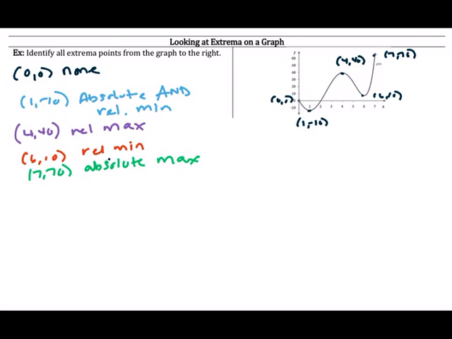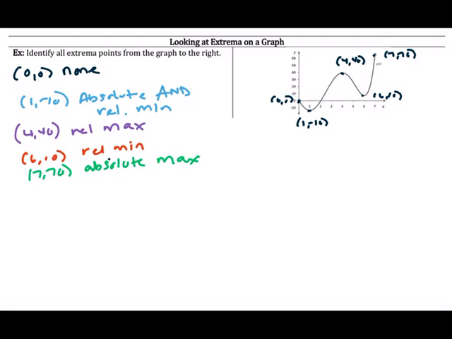So hopefully you have had time to work through this problem. (0, 0) is an endpoint, which means it automatically can't be a relative extrema. A relative extrema cannot occur at an endpoint. It is also not the highest or the lowest of the y values on this graph. So (0, 0) is neither a relative nor an absolute extrema of any sort.